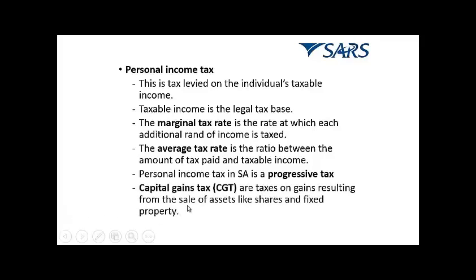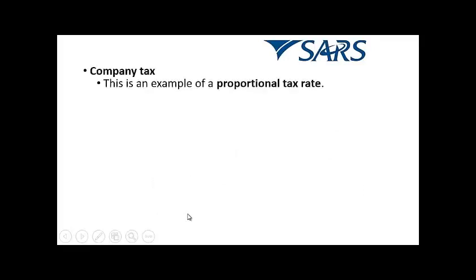And the capital gains tax are taxes on gains resulting from the sales of assets like shares and fixed property. Then company tax in South Africa is an example of a proportional tax rate, so all companies pay the same percentage of the total profit towards tax.